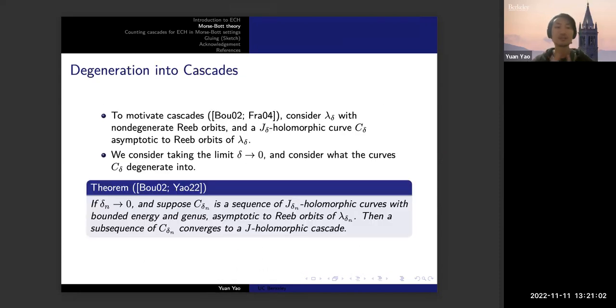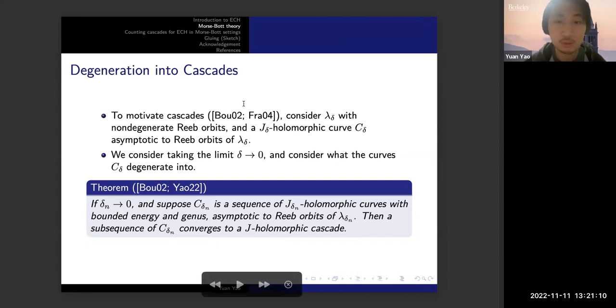Okay, to motivate this, I will tell you a little bit about the theory of cascades, which was introduced in Bourgeois' 2002 thesis and Frauenfelder's 2004 thesis. So consider lambda delta, which is after the perturbation with non-degenerate orbits, and a J delta holomorphic curve C delta asymptotic to Reeb orbits of lambda delta. To find out what happens on the left-hand side, I take the limit as delta goes to 0 and consider what kind of objects the C delta degenerate into.